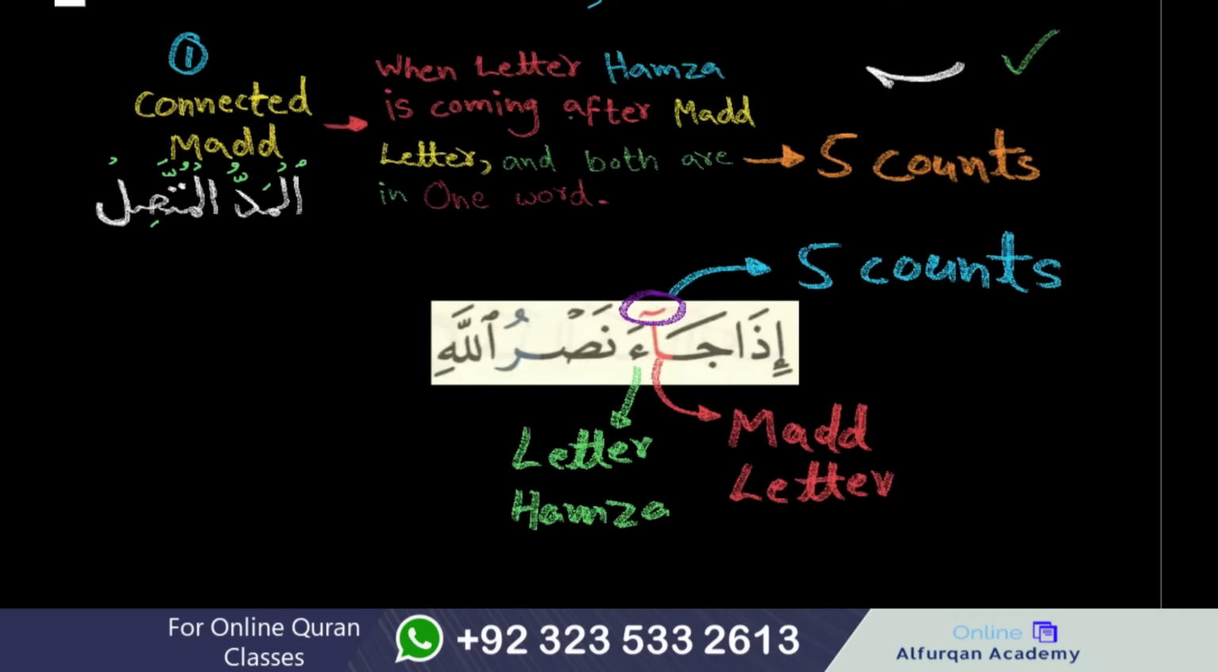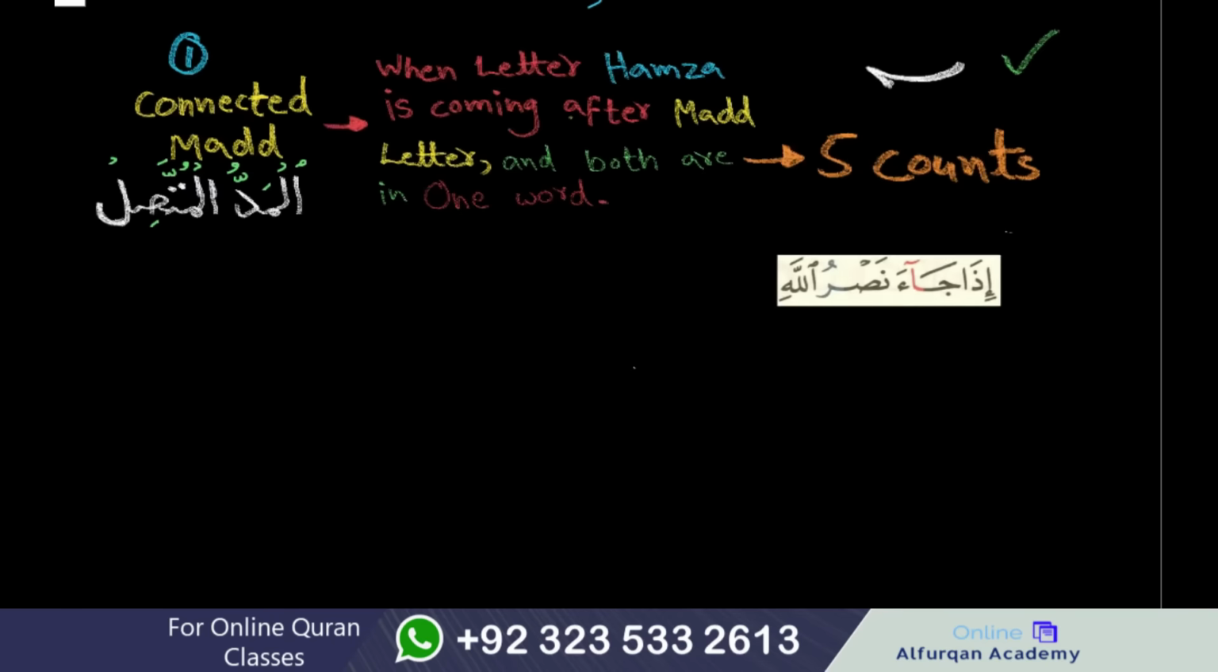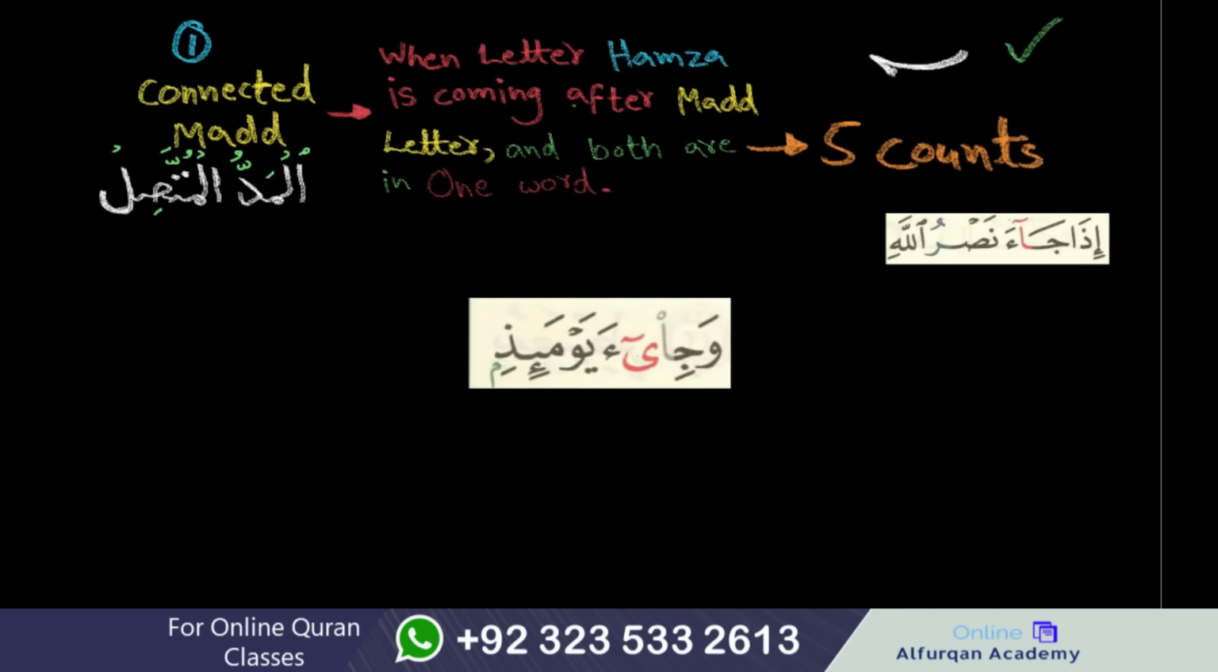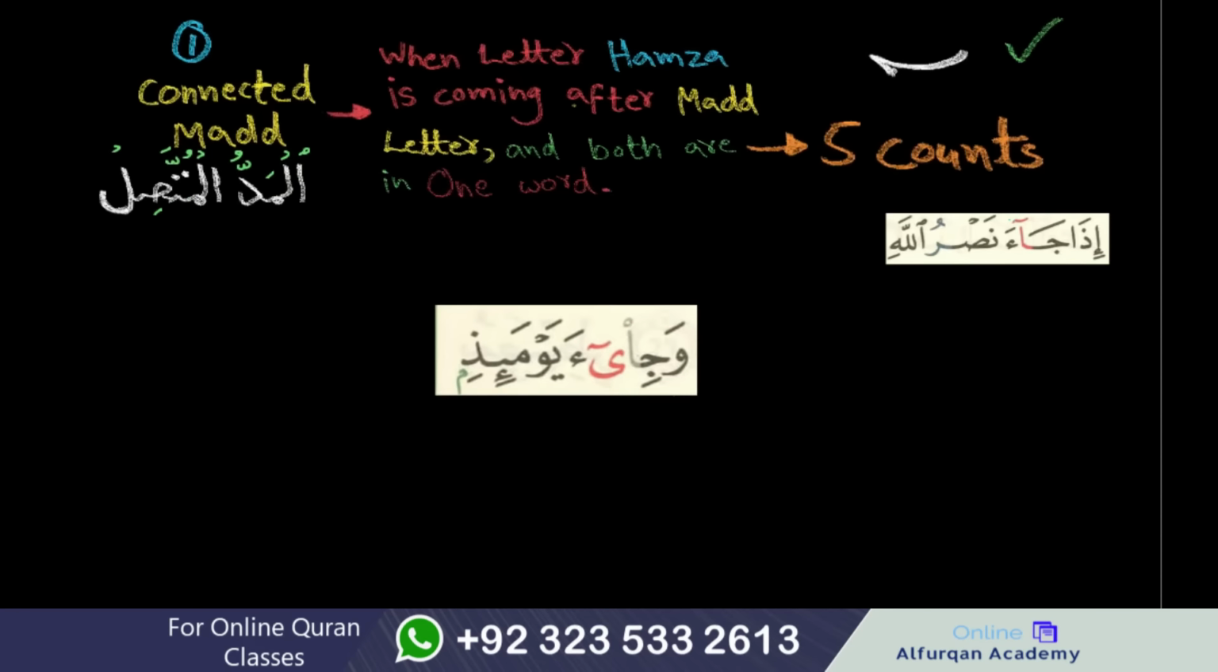Now let's read the complete example. إِذَا جَاءَ نَصْرُ اللَّهِ. I hope you got it. Let's take another example. In this example, you can see letter Jim has a kasra, and that is the Gi sound.